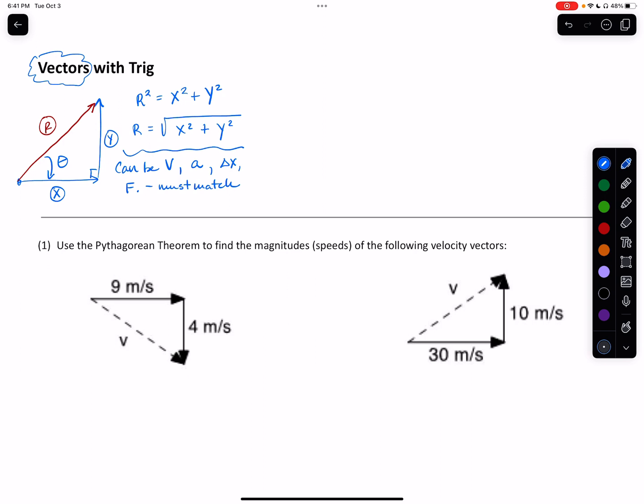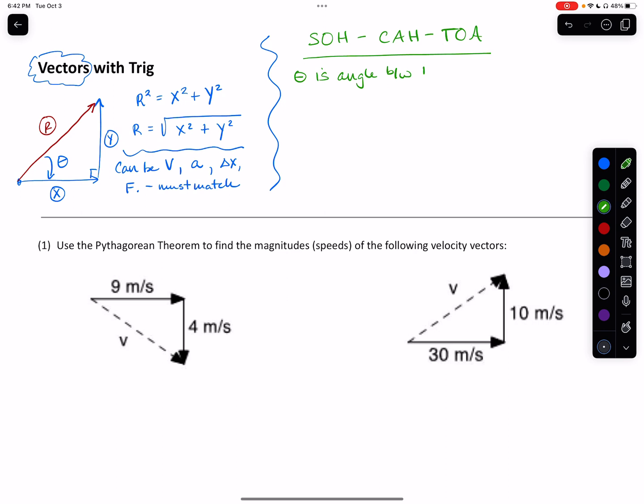So both components have to be velocities or accelerations or displacements or forces. No mixing and matching. Now the other piece that we can utilize our right triangles for is using our trig functions. And the handy device for remembering these is SOHCAHTOA. Now we'll talk about what each of these means specifically in just a second, but I want to go back to theta quickly. Remember, theta is the angle we'll be dealing with for our functions here, and it is specifically the angle between the resultant and the first vector. So that's how we define theta.